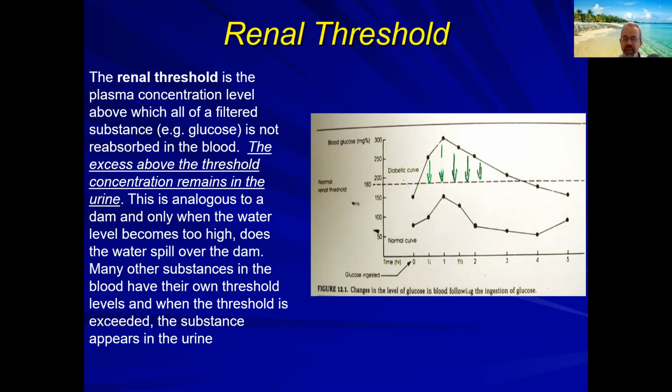If the concentration of that solute is above that threshold, then instead of being reabsorbed, it's going to spill over and stay in the urine. This is comparable to a dam. If you think about a dam which holds back water, when the water level gets too high, the water spills over the dam. If glucose levels get too high in the blood, instead of it all being reabsorbed back, some of it's going to spill out into the urine. So if you get above the renal threshold, some's going to spill out in the urine.